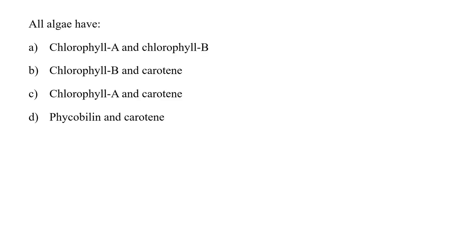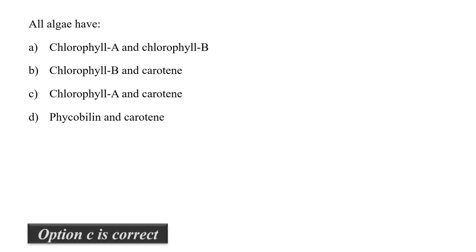All algae have chlorophyll A and chlorophyll B, chlorophyll B and carotene, chlorophyll A and carotene, or phycobilin and carotene. The pigments are one of the criteria which can be used for the classification of algae. The pigments in algae can be chlorophyll, carotenoids or phycobilin proteins. Remember, chlorophyll A is the main pigment found in all classes of algae, while chlorophyll B is found in the chlorophyceae and euglenaceae, but absent in red algae. Among the carotenoids, beta carotene is found in all classes of algae. Hence, option C is the correct answer.